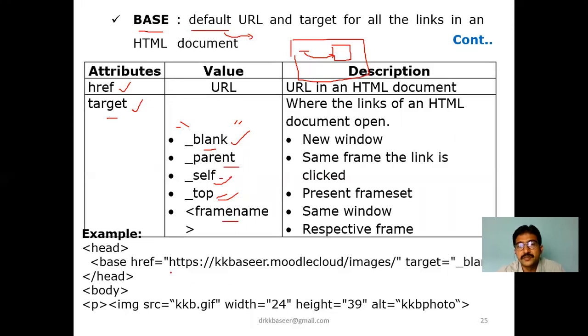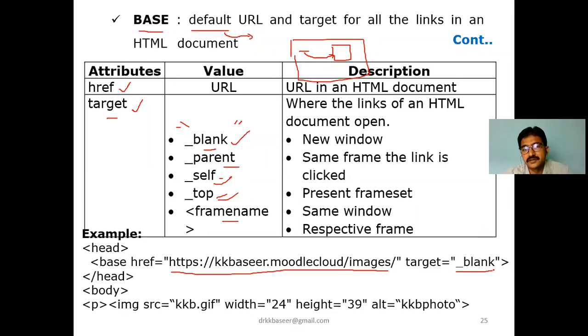For example, for the base, as I already said, in my cloud I have an images folder, kkbashir.moodlecloud/images. The target for this one is _blank, a new blank page. Now, img is the image tag. We have an attribute called src, which means source. In the source, I am not using an absolute path. Absolute path means specifying the entire path, like c:/kkb/images/. When you give only the file name, it is called a relative path.